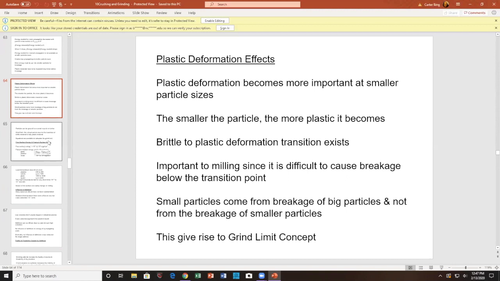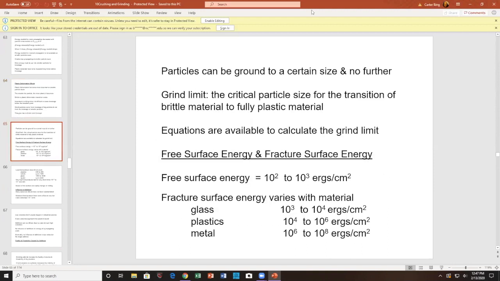Anyway, let's see what else we got here. We got the famous grind limit that we're concerned about. Particles can be ground to a certain size and no further. That's the grind limit. And plastic particle size for transition of brittle material to fully plastic material is the grind limit. Equations are available to calculate the grind limit.